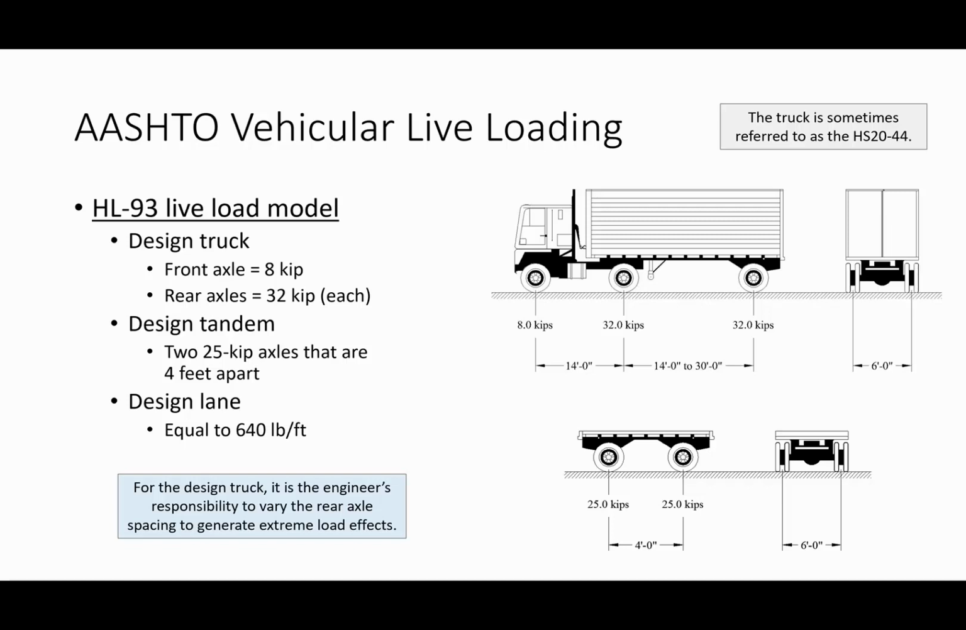Here's what the model looks like. The model consists of 3 components. I'm actually going to go in opposite order, so I'm going to start at the bottom and work my way up. First off, there's a design lane. You can sort of think of the design lane as like a stream of traffic. And so we equate that to 640 pounds per foot. That's just like a distributed load that we did in the previous example. You just place that distributed load wherever it would generate worst case response.